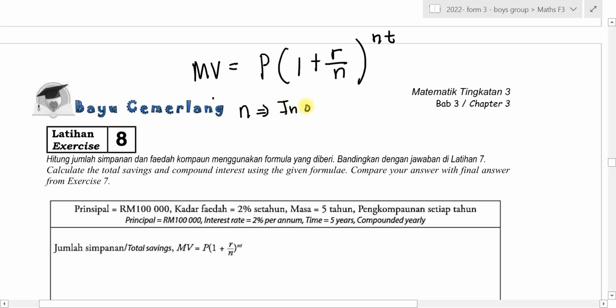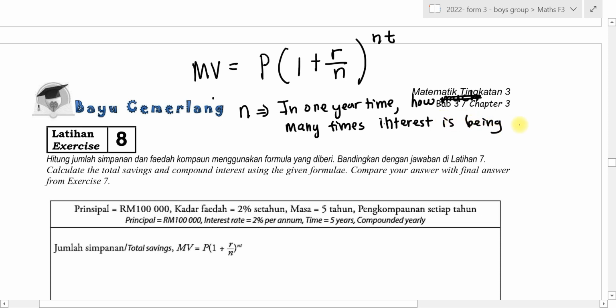So in 1 year time, how many times interest is being charged? That is N. You put it back like this, then you can understand what is N.